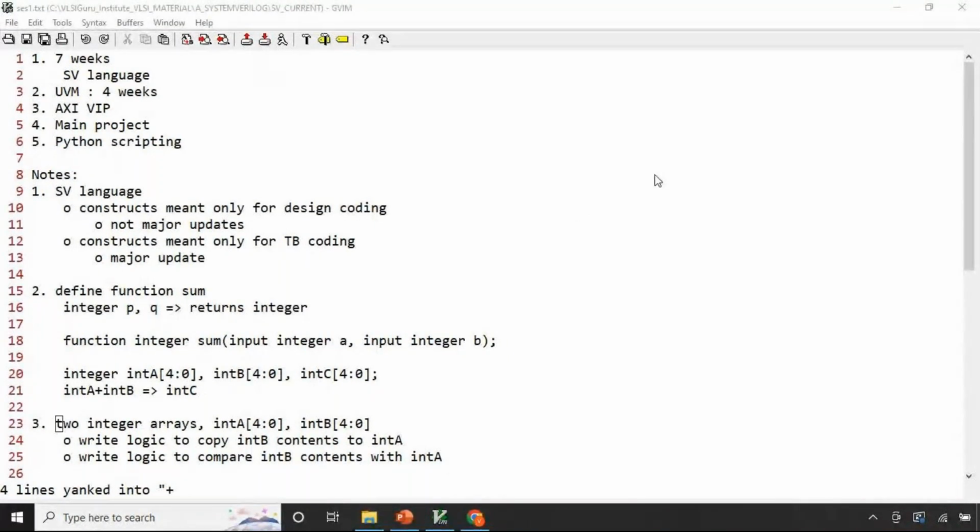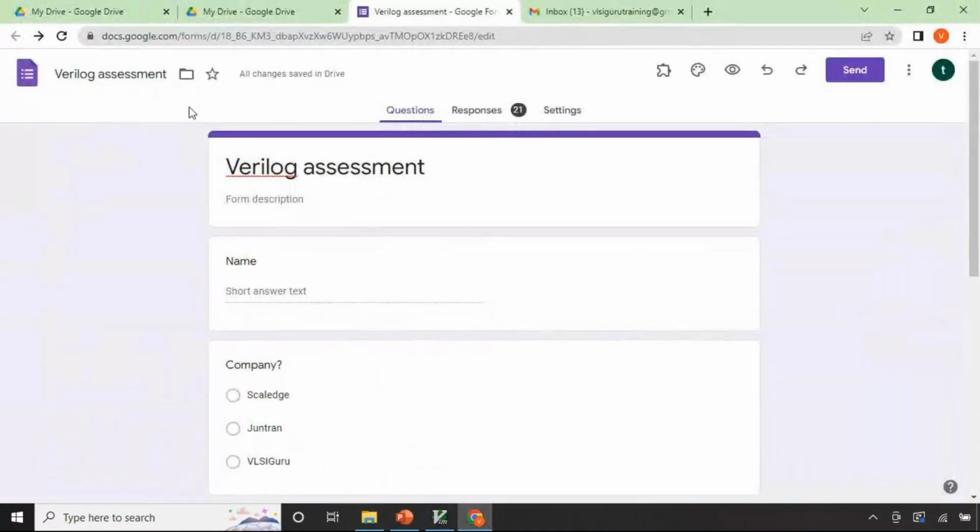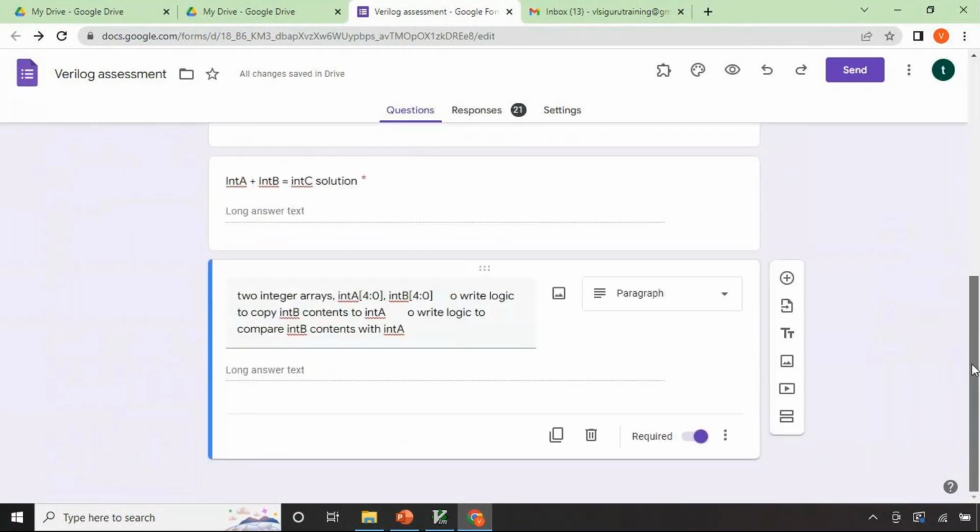Please be on mute, those attending online. There is no separate link for the third question. The same link has been updated. If you just refresh that Verilog assessment, you'll get the third question also. The third question means copying the contents and comparing the contents. All this I'm asking because this has been covered in Verilog.